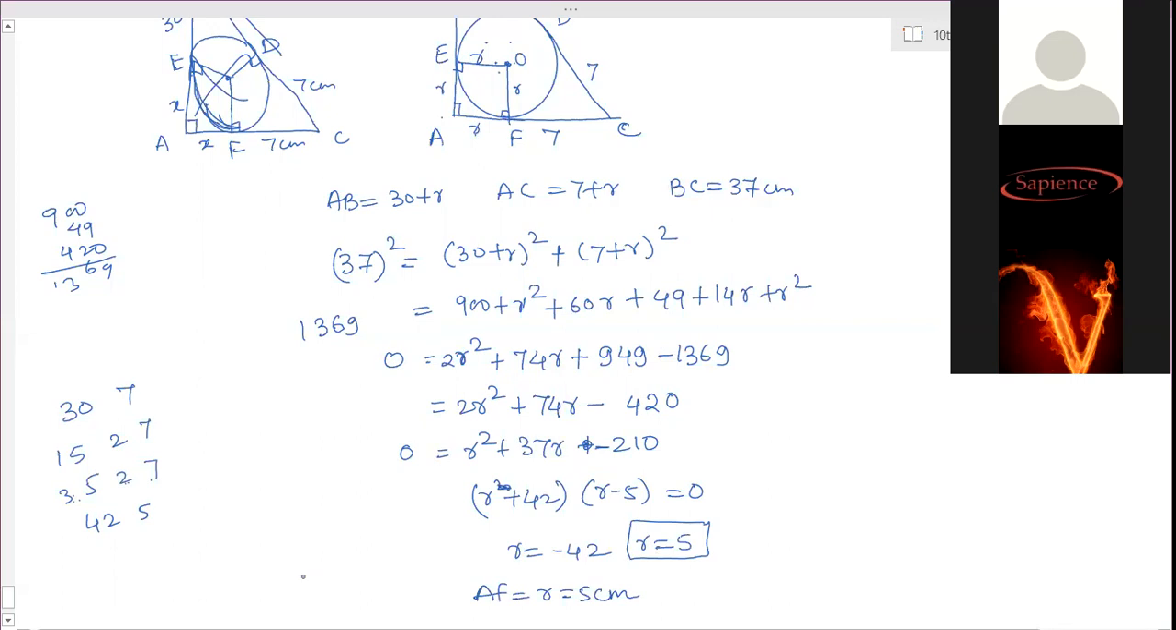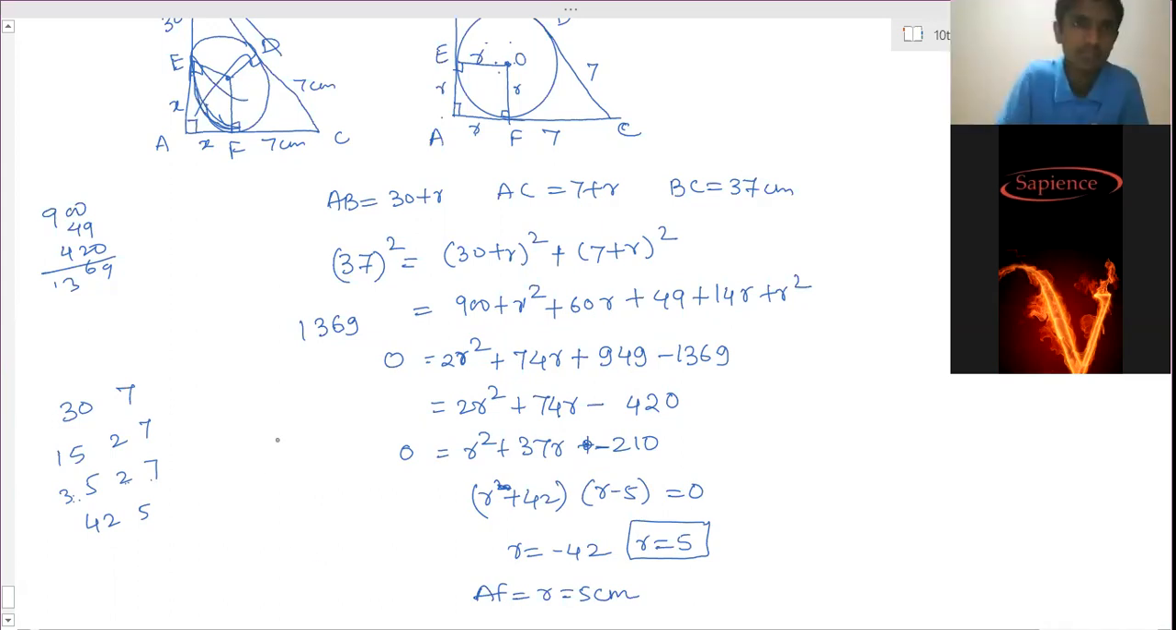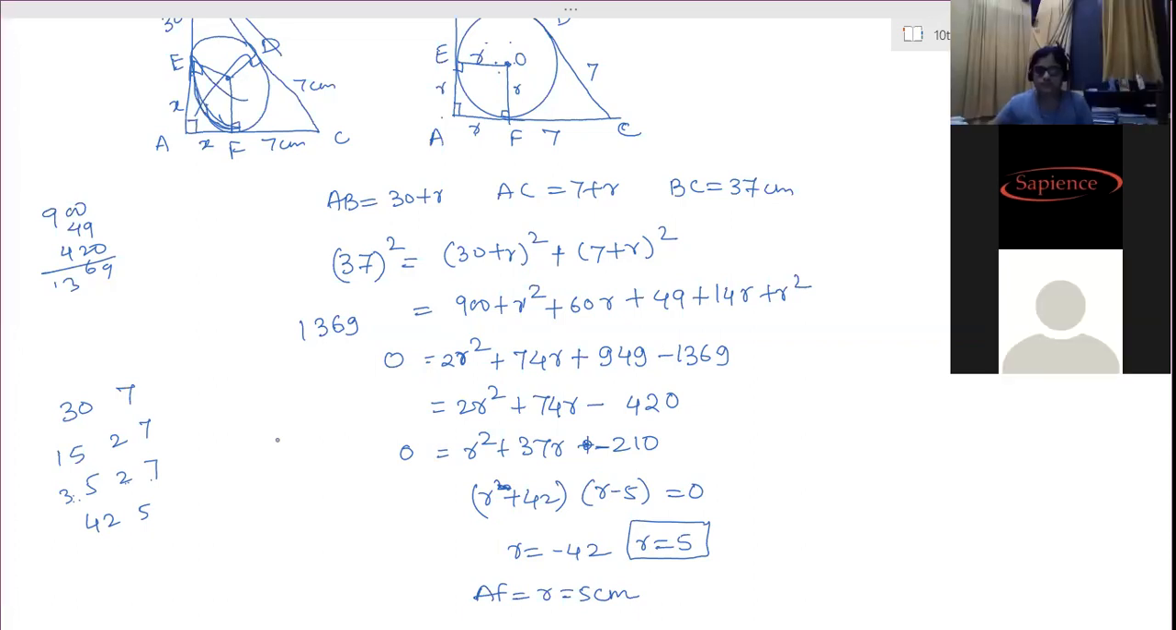Got it? AF and the radius of the circle both are 5. Is it clear? Yes, ma'am.